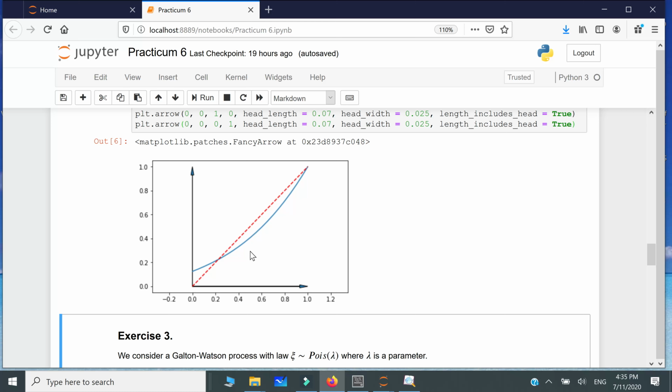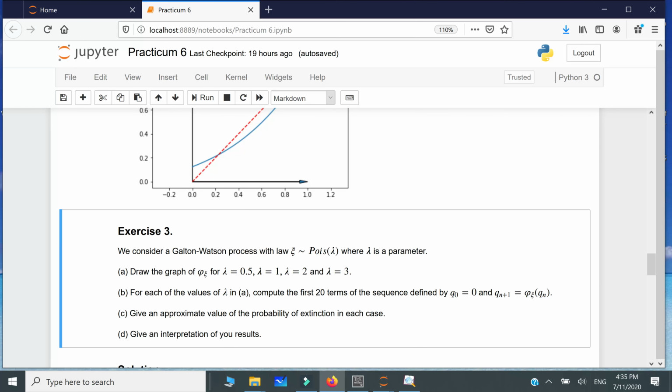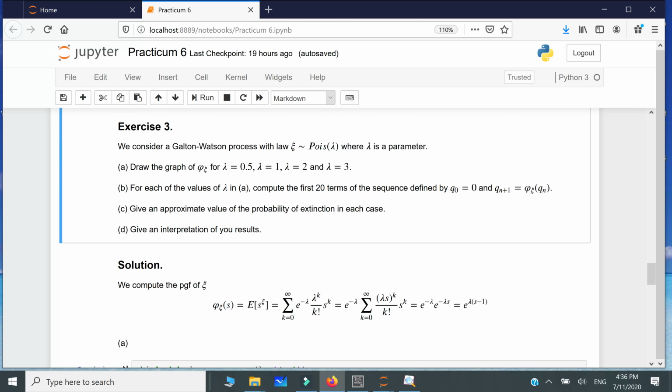And of course, we can repeat the same, we can compute it numerically as we did in chapter 1, in exercise 1. Okay, and now the third exercise: a Galton-Watson process with a Poisson reproduction law, with parameter lambda. So recall that the mean value of xi is lambda. So the first question is to draw the graph of the PGF for different values of lambda, and then to approximate the probability of extinction in each case. Okay, let us start with the first question.